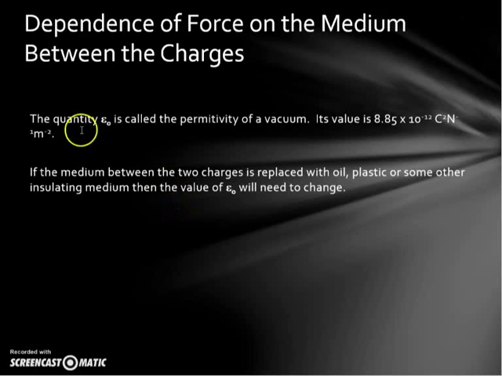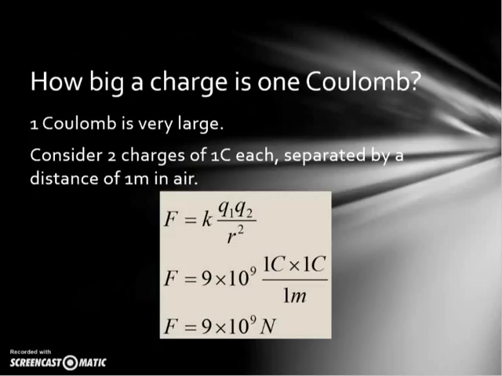So if we look at that, epsilon naught, the permittivity of a vacuum, is this here, and if the medium between the two charges is oil or plastic, then epsilon naught will need to change. Now, if you're given that question in a test or in an exam, you will always be given epsilon naught if it's something obscure like plastic or oil, but generally it'll be in a vacuum or in air when we'll have the same K value each time, so it's nice and easy.